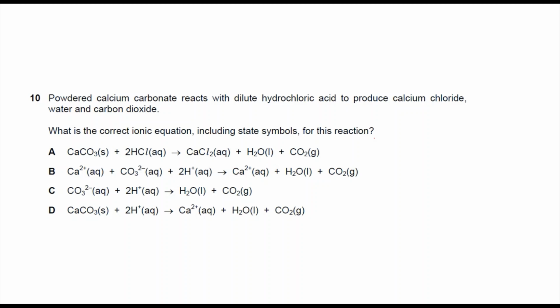Powdered calcium carbonate reacts with dilute hydrochloric acid to produce calcium chloride, water, and carbon dioxide. What is the correct ionic equation, including state symbols? I would spend some time on this MCQ so that the entire concept of ionic equation becomes extremely clear for all the students who are watching this.